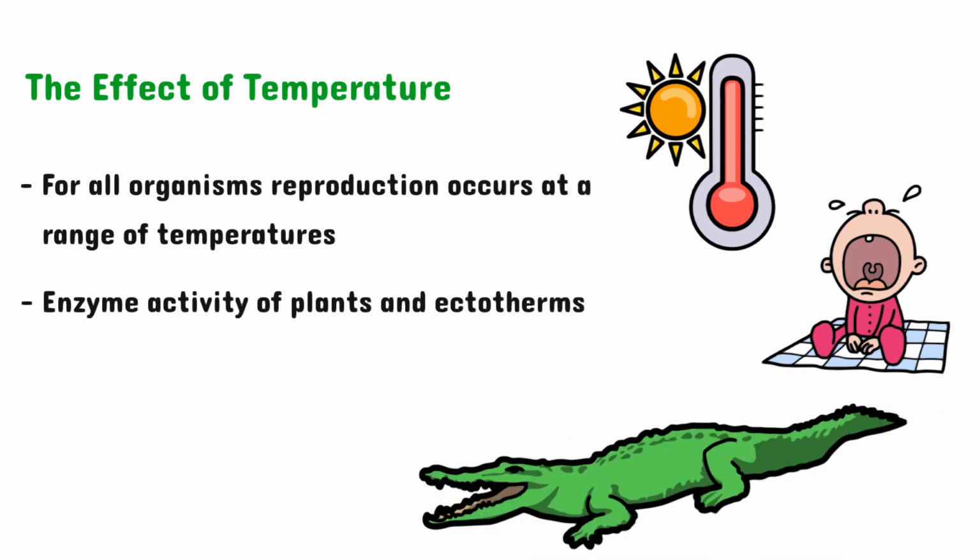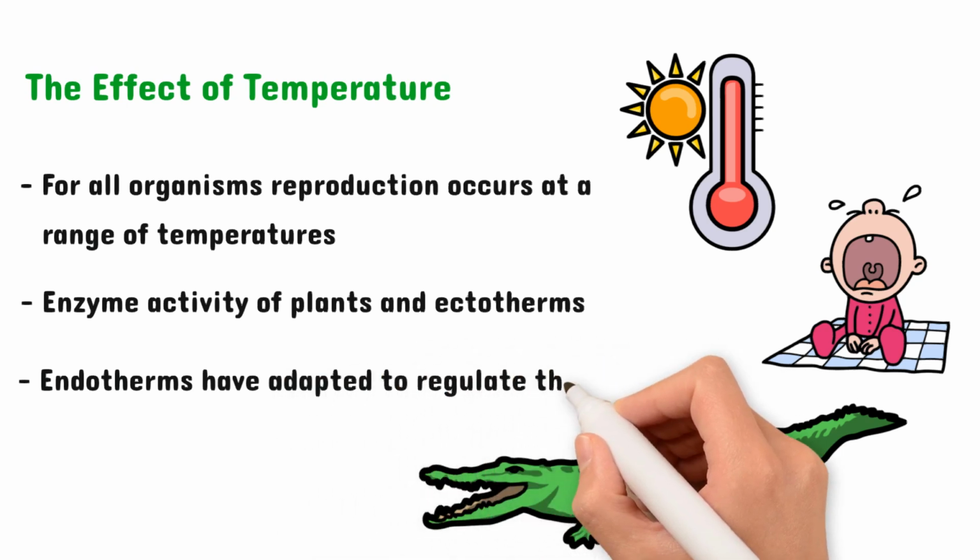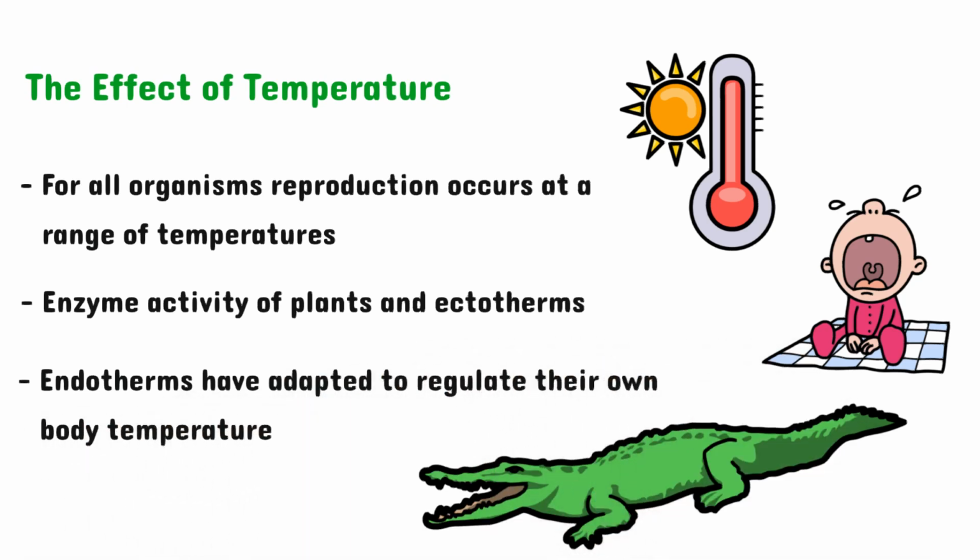So for example, a crocodile. If you ever see them laying out in the sun, that's what they're doing, they're warming up. Now, as you know, enzymes have an optimum temperature where they work the best, but they also have temperatures where they become denatured and they don't work at all. Now, there are animals that have adapted to regulate their own body temperatures. For example, us humans. We're known as endotherms.